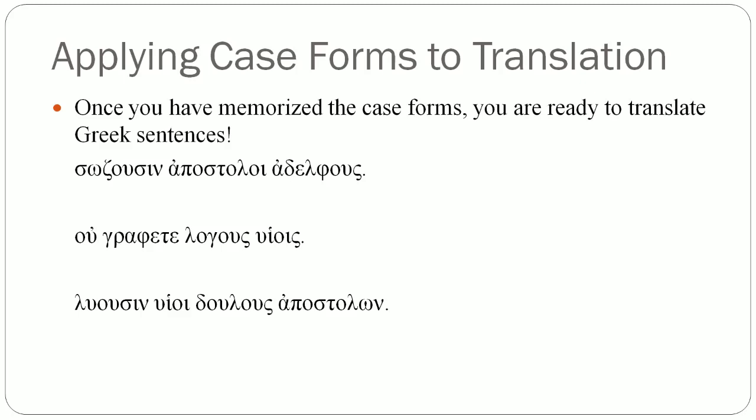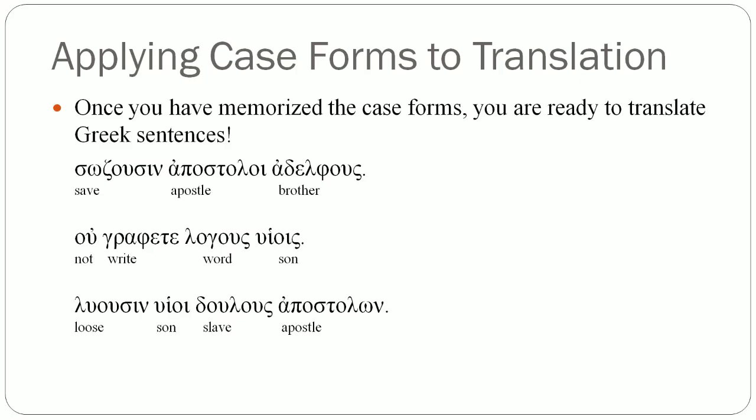For the first one, sozousin apostoloi adelphous. Notice that the first word is a verb. That is the third person plural form of the verb, sozousin. Then the next word, apostoloi, the ending is nominative plural. Therefore, that's going to be your subject. Then adelphous, omicron, upsilon, sigma, the ending is accusative plural. Let's just get the information up there.